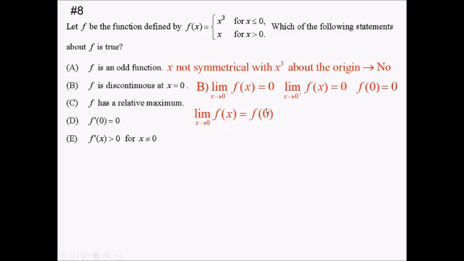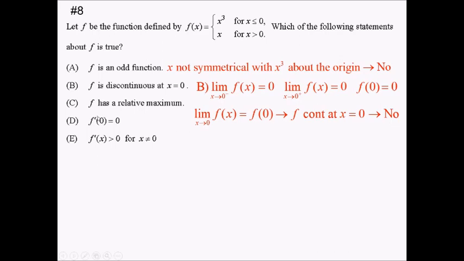So since the limit and the function value are the same, this proves that our function is continuous at x equals 0. So that's a big no for option B. But before you think you wasted your time doing all this analysis, this next set of things here is going to require this continuity bit anyway.